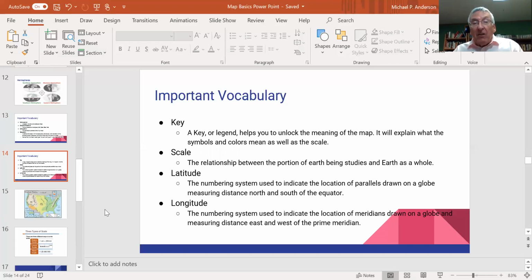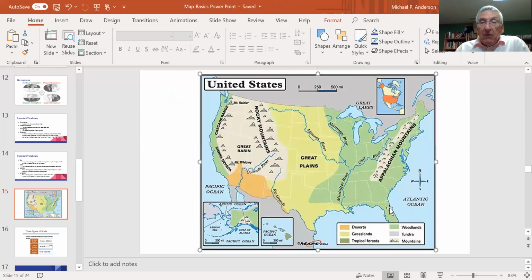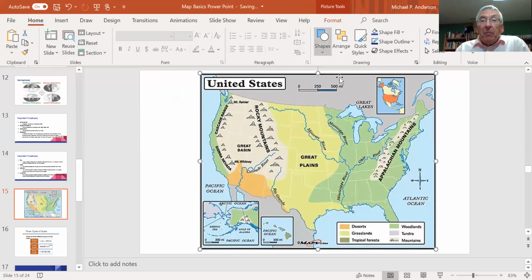The next one is scale. This is a relationship between that portion of the Earth that you're studying and the Earth as a whole. Every map will have a key. And then latitude and longitude, you already know about those. That is how we locate things on the surface of the Earth. So let's take a look at a map and find the key and the scale. Here's the key right down here at the bottom. Okay. Key right here tells us deserts, woodlands. Okay, so this map is telling us what's on the surface of the Earth.